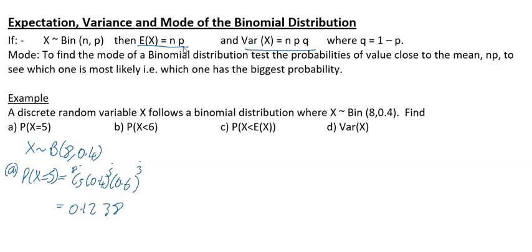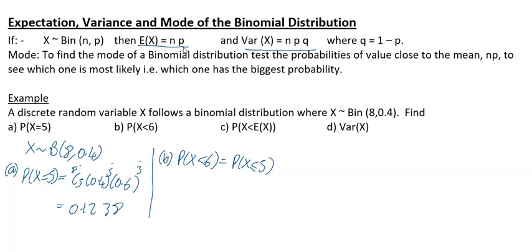Part B, I'm definitely going to use my cumulative binomial function on the calculator. So part B, it said for me to find the probability X is less than 6. Now the only thing you've got to worry about, X is less than 6, is the same as probability X is less than or equal to 5, which is what the calculator gives you. So you go mode and then 7.